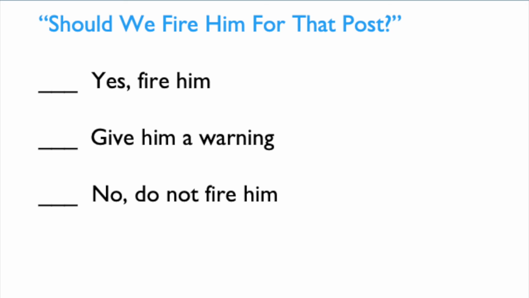Next slide. For the assignment, I want you to select the decision that you think is right, considering all the information. Again, remember that there is not one right answer. Even the two experts at the end of the case disagree. These are the choices for answering the question, should we fire him for that post? Yes, fire him. No, don't fire him. And I give you a midway choice, give him a warning.